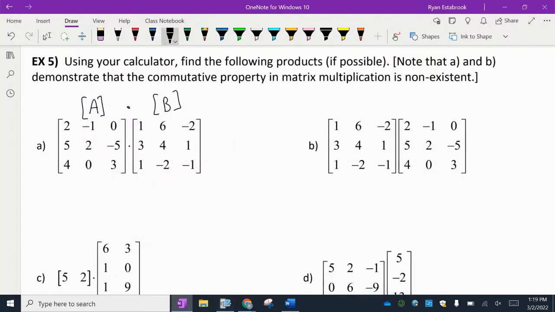So we're supposed to take A times B. I didn't even check to see if these can be multiplied. It's not a bad idea to do that. But this one actually does work. We're taking a 3 by 3 matrix times another 3 by 3 matrix. The inside numbers are the same. The outside numbers tell us the size of the answer. So when I multiply these, I'm expecting to get a 3 by 3 matrix.